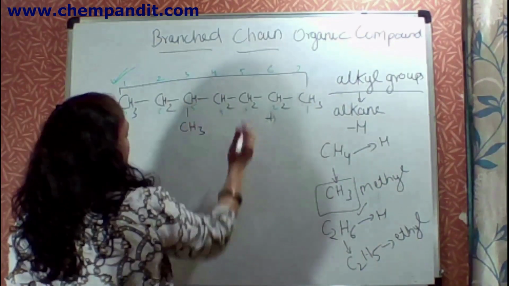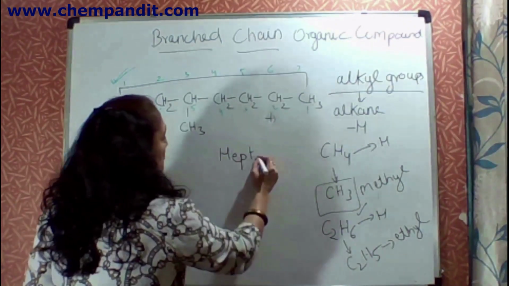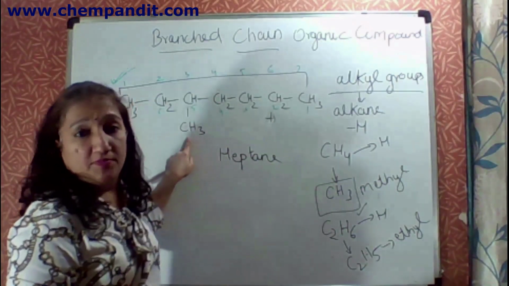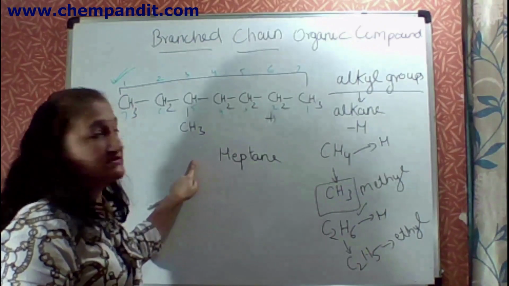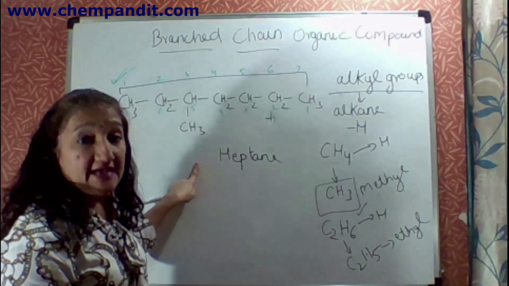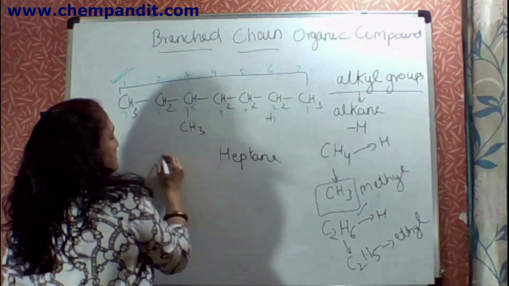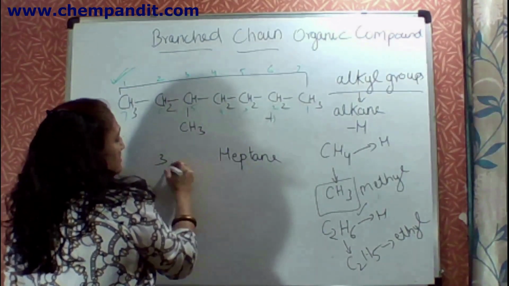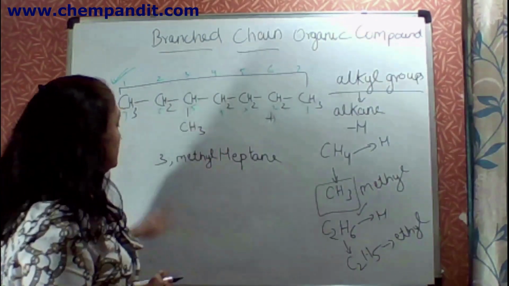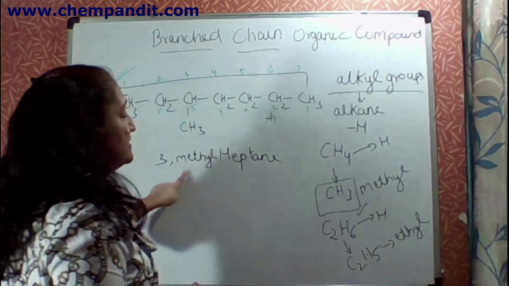What is the root word? 7 carbon atoms. The root word is hept. There are single bonds only, so this is heptane. And always remember that the substituent group is always written as a prefix. This is again a rule that the substituent is always written as a prefix. So what are we going to write here? First we will mention the position 3, then a hyphen and the name of the substituent group like this, 3-methylheptane. So the name of this compound is 3-methylheptane.